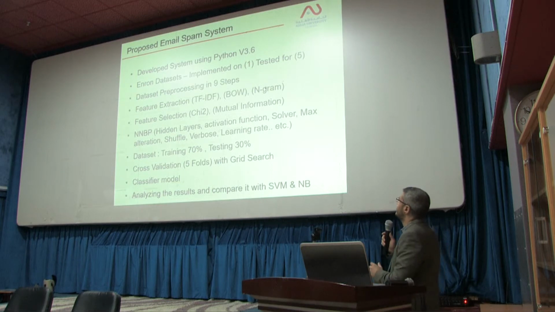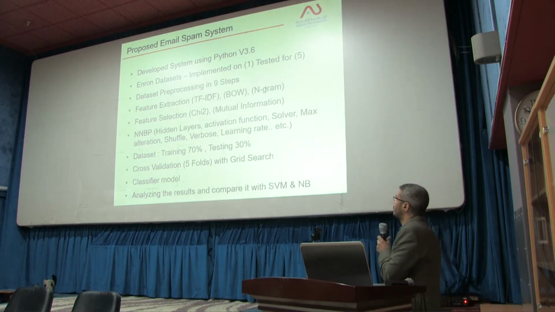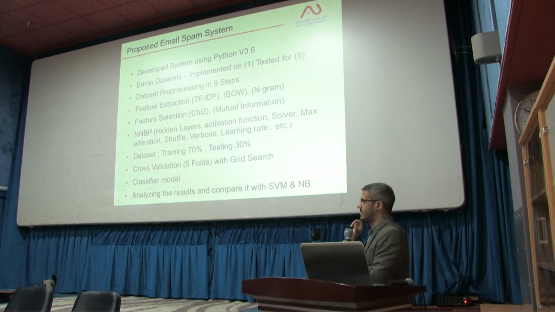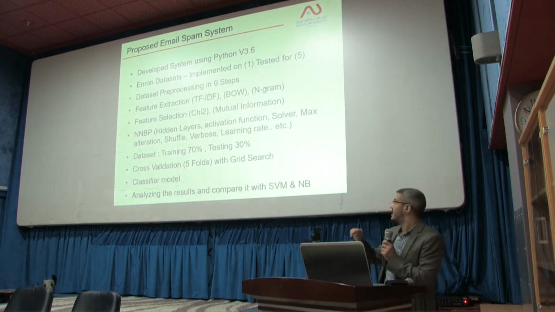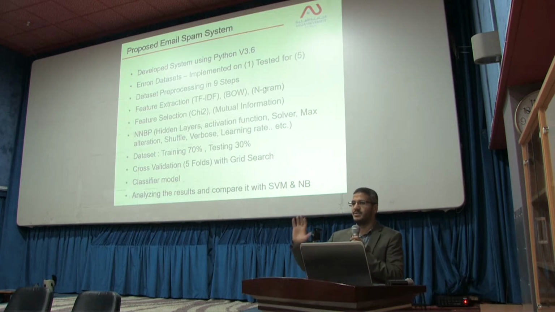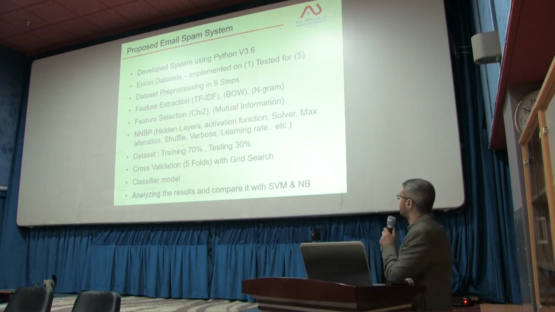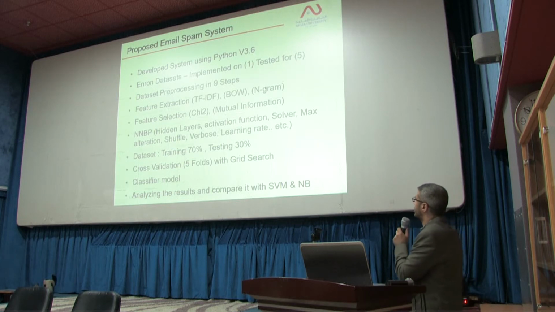The system is implemented through Python version 3.6. The dataset selected was the Enron dataset, implemented on 1, meaning we did our experiment with 1 dataset. And then tested for 5, meaning we have run the same system with the same parameters for 5 datasets to make sure that the system is well implemented as for the accuracy or evaluation criteria.